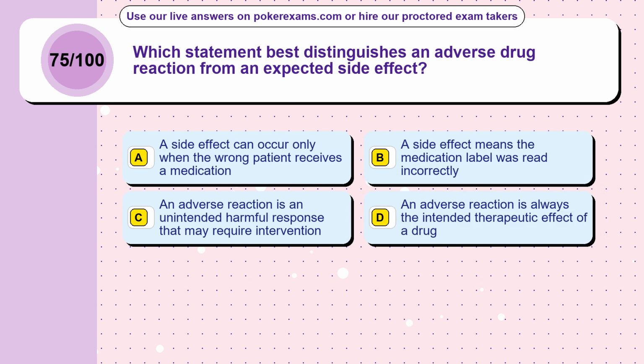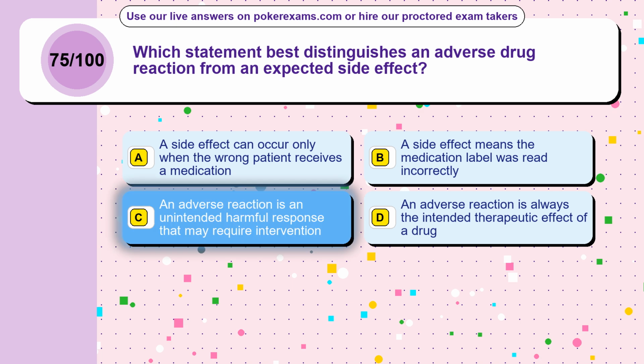Question 75. Which statement best distinguishes an adverse drug reaction from an expected side effect? Option A. A side effect can occur only when the wrong patient receives a medication. Option B. A side effect means the medication label was read incorrectly. Option C. An adverse reaction is an unintended harmful response that may require intervention. Option D. An adverse reaction is always the intended therapeutic effect of a drug.